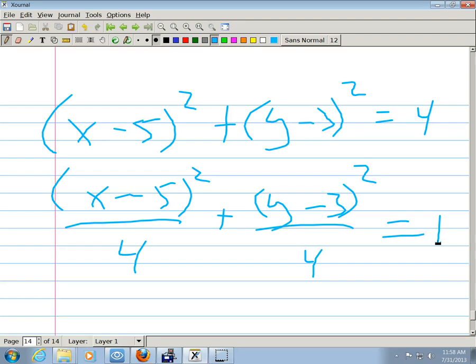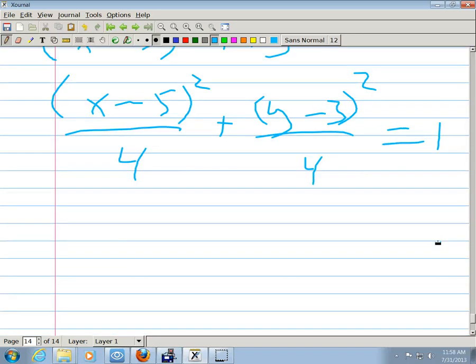Why is this called elliptical form? Because what if the 4s are not the same? What if the 4 here and the 4 here don't match up? Then it's not a circle. What if it's a 4 here and a 9 here? What do you suppose happens? The horizontal radius is 2, the vertical radius is 3, that's an ellipse. That's what an ellipse looks like, where the radius is changing. Usually the semi-minor axis is called A, so this would be A squared, and the semi-major axis is called B, that would be B squared. Right? So you could write a circle this way, but you could write an ellipse this way.